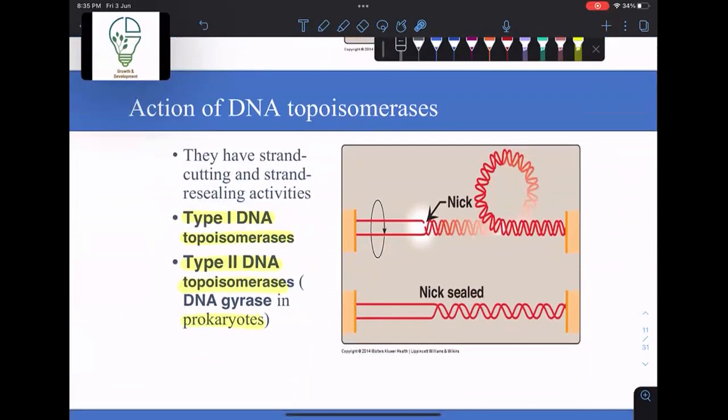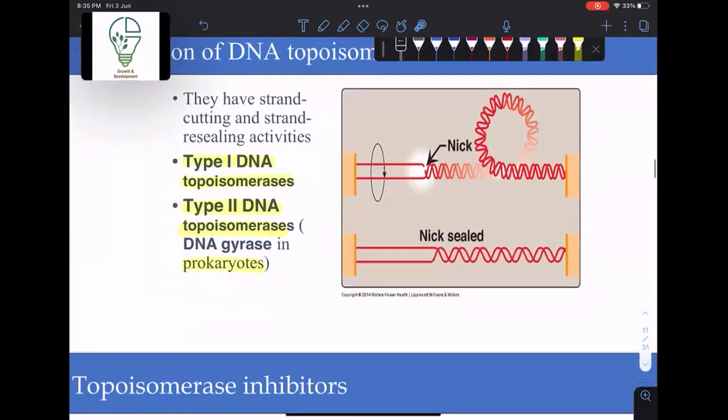There is one variant that is present in eukaryotes, and another variant that's present in prokaryotes. The one in eukaryotes is called type 1 topoisomerase, and it basically nicks it. It cuts the tangled bit of the DNA, and then this DNA strand can start replicating from here. In prokaryotes, we have type 2 DNA topoisomerase, also called DNA gyrase.